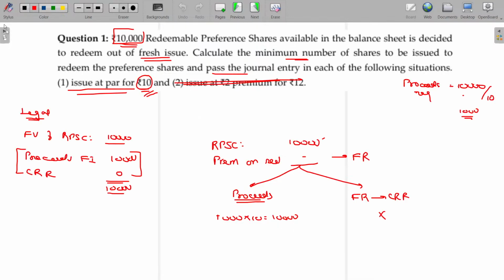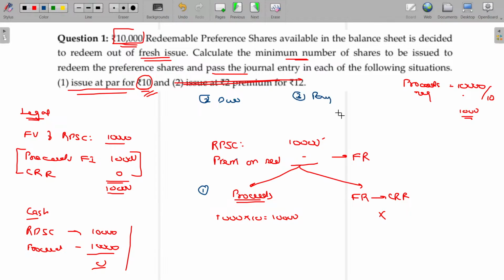What is the cash requirement here? Cash requirement for paying the redeemable preference share capital being 10,000 rupees. By proceeds, how much will you be getting? 10,000 rupees. So you don't have any shortage of money. Now you can pass the entries: the entry for issue, the due entry, and the payment entry. We don't have loss on redemption, so that entry is missing. We need not create the CRR, so that entry is also missing. Only 3 entries to be passed.